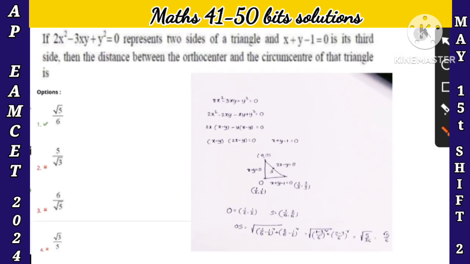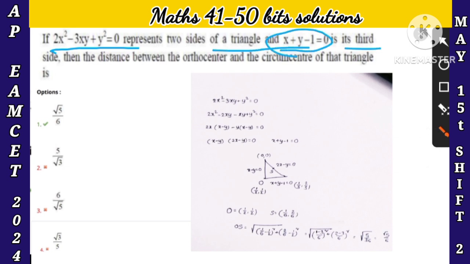Now see the next problem. If 2x² minus 3xy plus y² is equal to 0 represents two sides of a triangle, and x plus y minus 1 is equal to 0 is the third side, then what is the distance between the orthocenter and circumcenter of the triangle? Okay, see here.